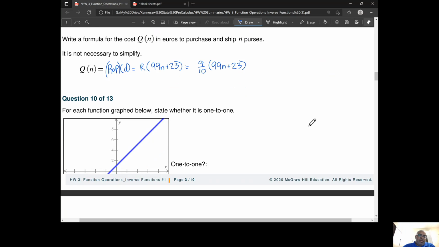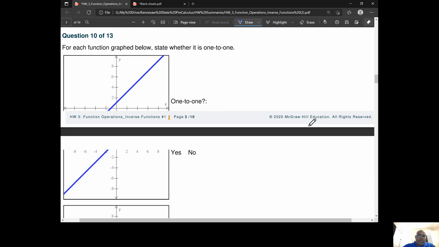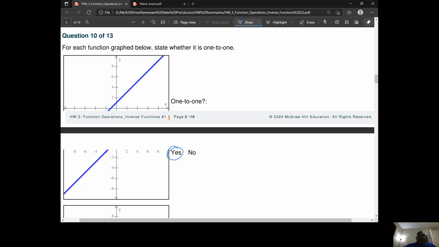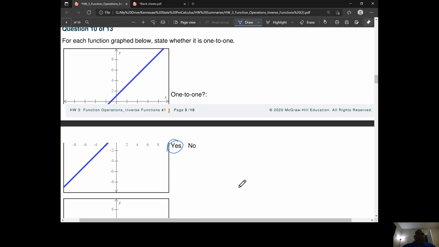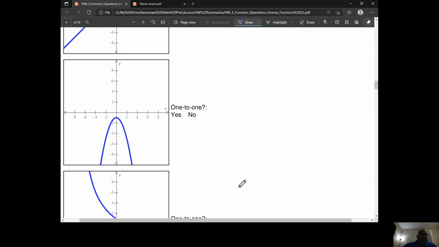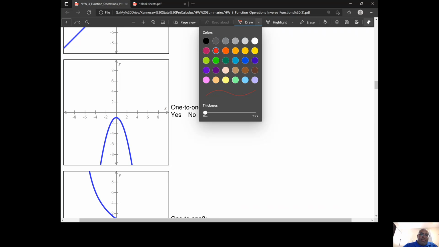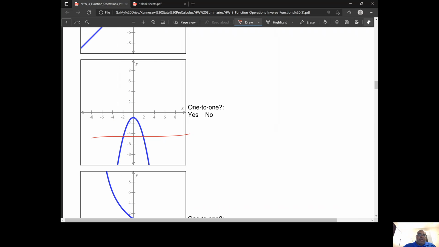Okay, number 10. We're getting close. 1-to-1 means that it passes the horizontal line test. Every output has only one input. Well, if you take this one, this does not pass the horizontal line test. So it is not 1-to-1. So for any output below negative 1, like negative 2, there are two x's that give us negative 2. And the same for everything else down there.